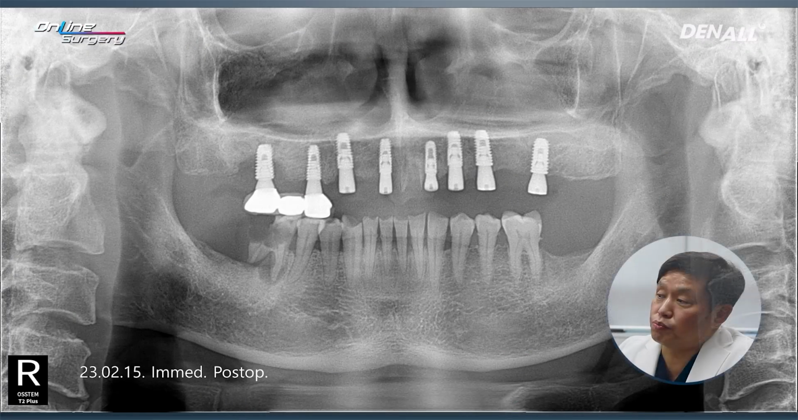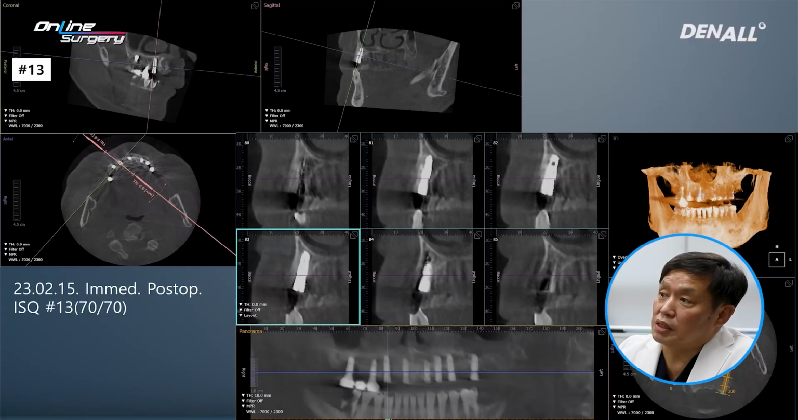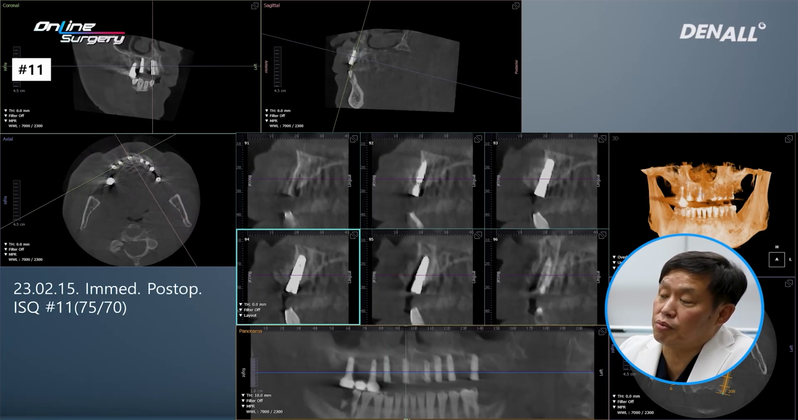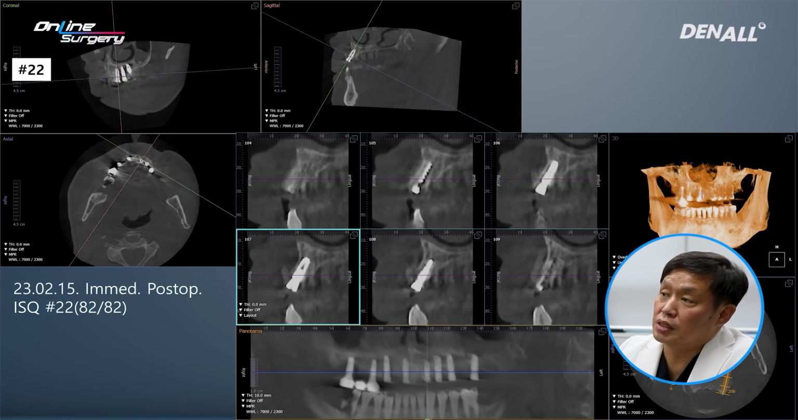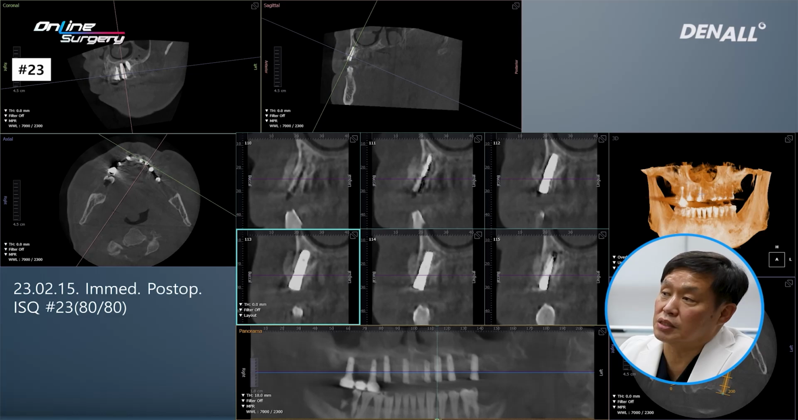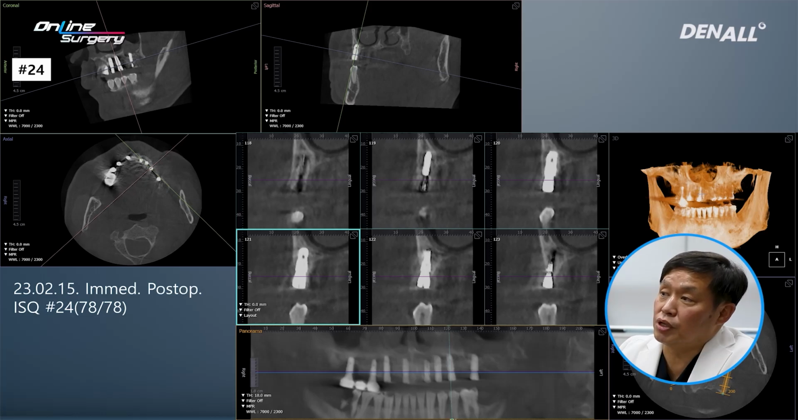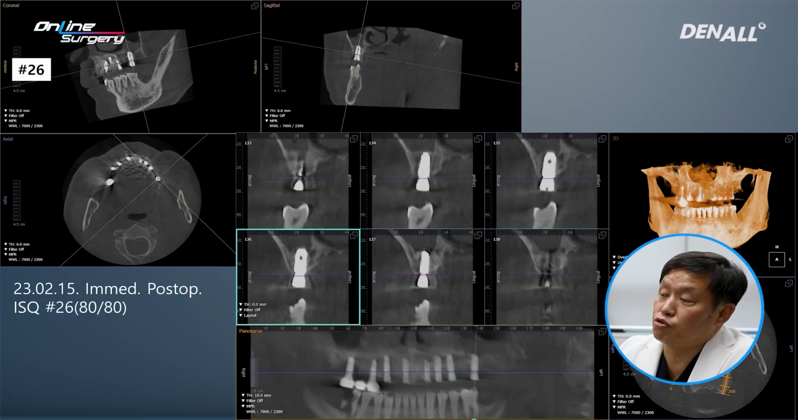This is the immediate post-op image. Healing abutments were connected. In number 13, you can see on the labial side, GBR was performed, and in number 11, GBR was also done on the labial side. Number 22 and 23, in the anterior zone up to number 23, labial bone graft was performed. This is number 24 and number 26, where OneCAS was used to place implants.